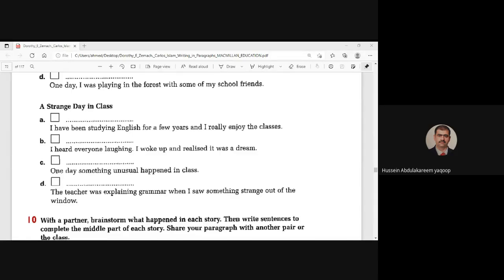Which one is number 3? Yes, Abdul Hassan Saleh. The teacher was explaining. Which letter, please? Letter D, okay, and it is the middle of the story. Read it. The teacher was explaining grammar when I saw something strange out of the window. Thank you very much. And the last part goes to Fatma Samir. I woke up and realized it was a dream. Okay, so this is letter B, to be the last sentence in the paragraph.